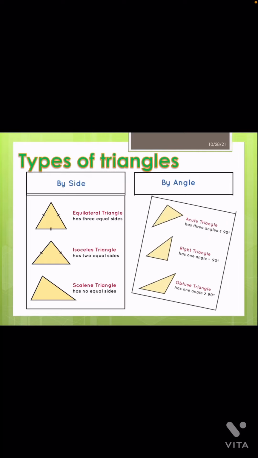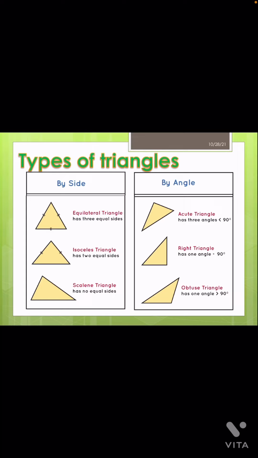And by angle, we have three types of triangles. The first one is the acute triangle, which has three angles less than 90 degrees. A right angle triangle has one angle of 90 degrees, and an obtuse triangle has one angle greater than 90 degrees.